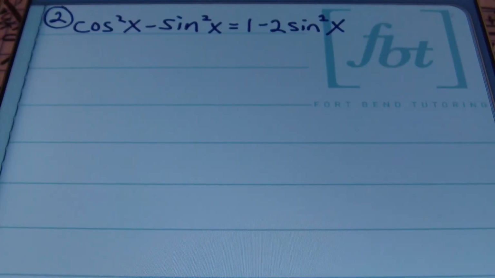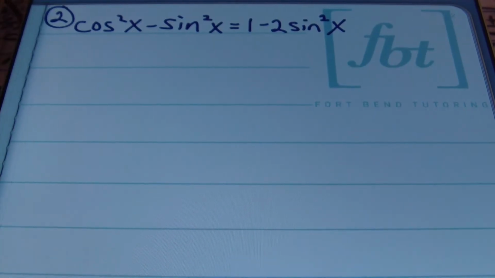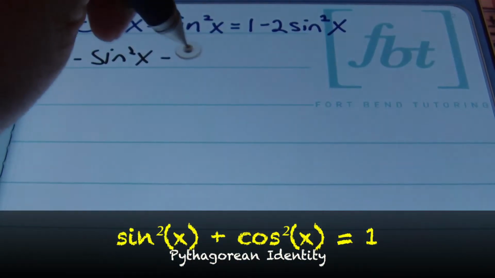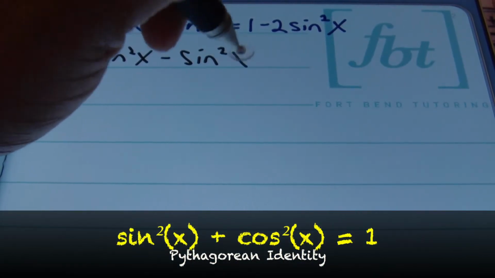All right, in problem number 2, we have cosine squared x minus sine squared x. So what I'm going to do in this problem here is use one of the Pythagorean identity properties from trigonometry to rewrite cosine squared x as 1 minus sine squared x. And then I'll bring down that negative sine squared x right here.